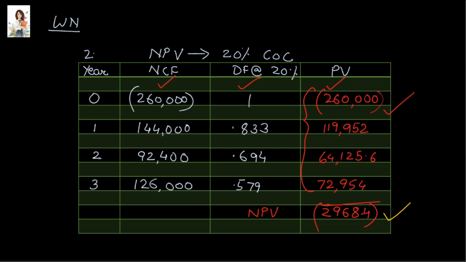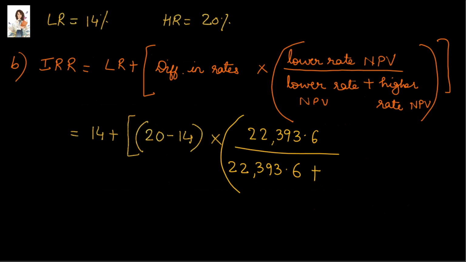Though it is a negative figure, the formula for IRR requires us to ignore the negative sign. We can say that we are only going to consider the modulus value of the number. So we will write the value in our formula. It is 2968.4. We'll give the reference of working note 2. Let's close the brackets. We can solve this further now.